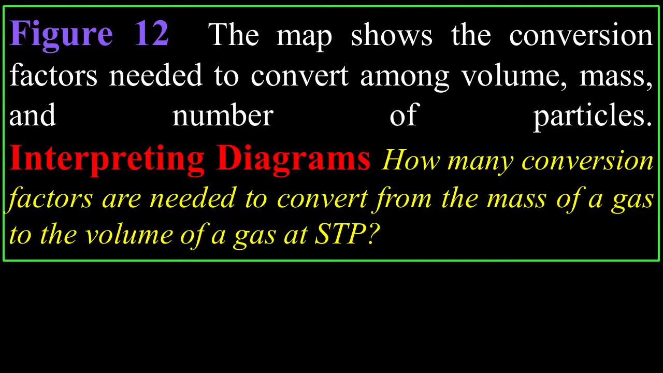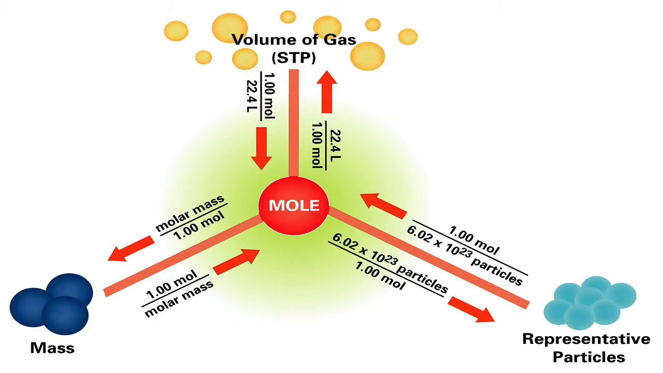Interpreting diagrams. How many conversion factors are needed to convert from the mass of a gas to the volume of a gas at STP? So let's look at the map. The map here is kind of cool. It shows you if you want to convert from, let's say, mass to volume, you've got to go through moles. Mass to representative particles to mass, and then mass to volume. You've got to always go through moles.